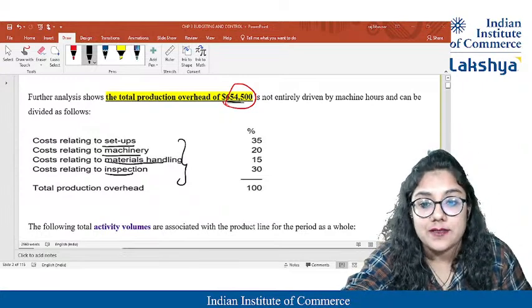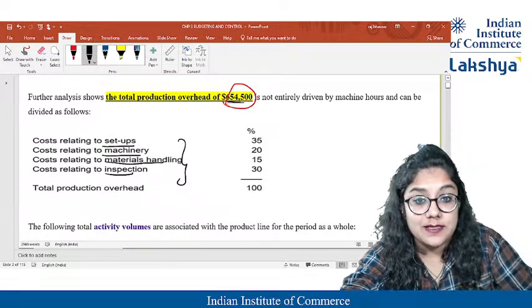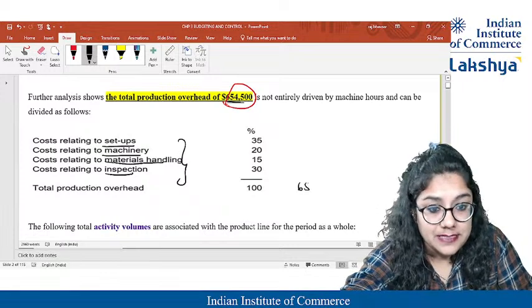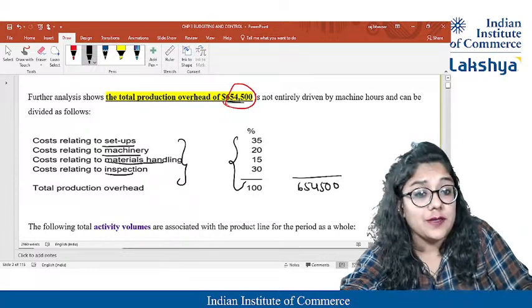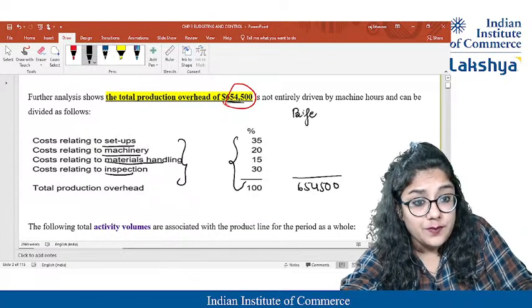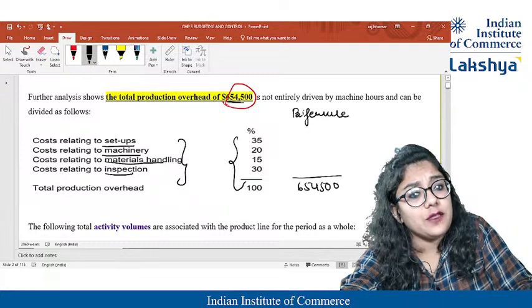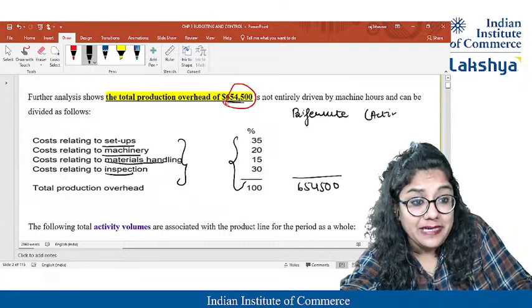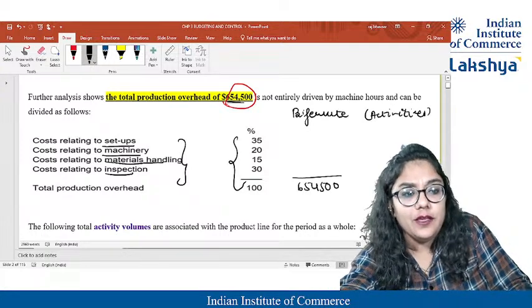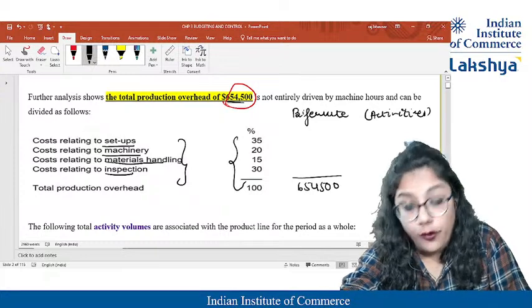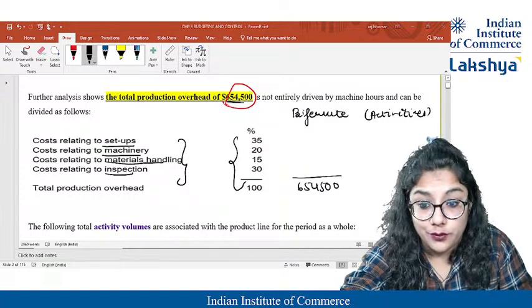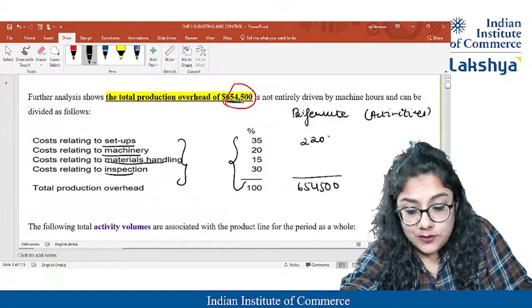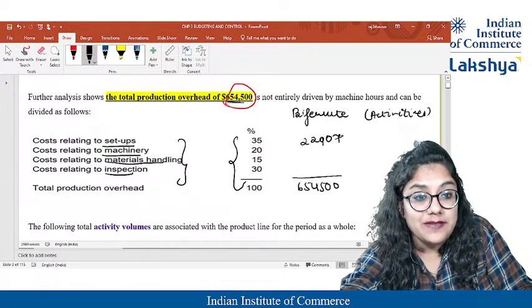So what they have given us: my total cost is 654,500 and these are the percentages of cost. Can you bifurcate the cost? I want to bifurcate the cost between the activities. So 654,500 into 35 percent gives a setup cost of 229,075.